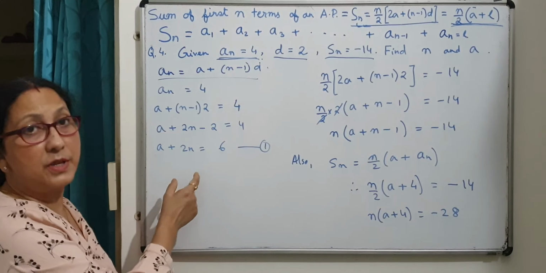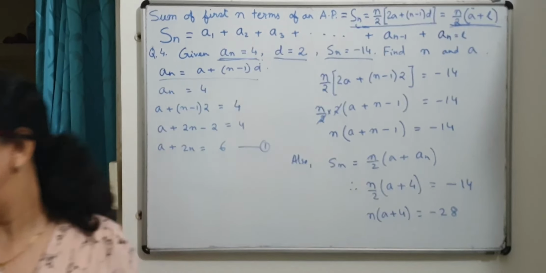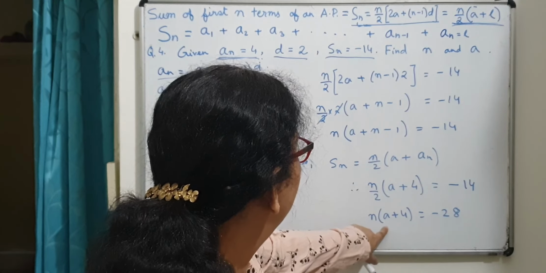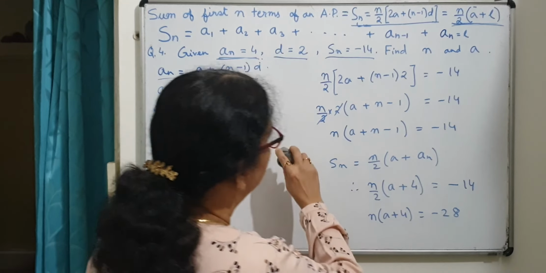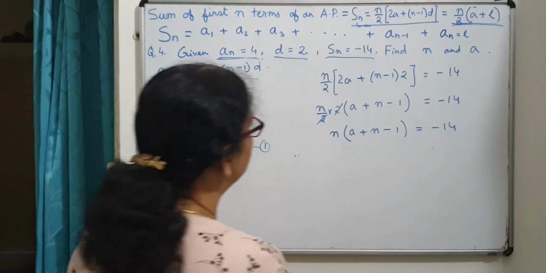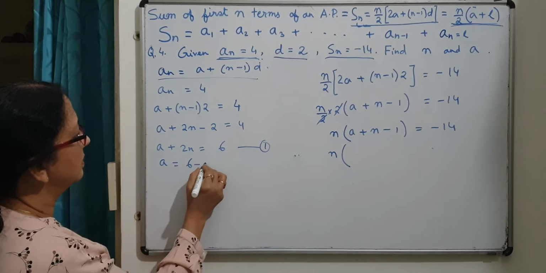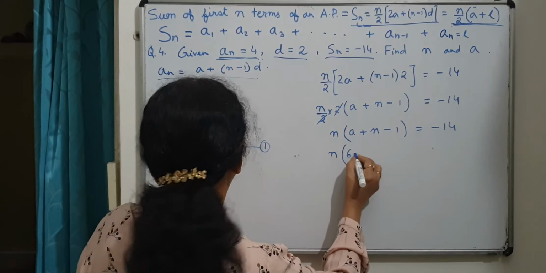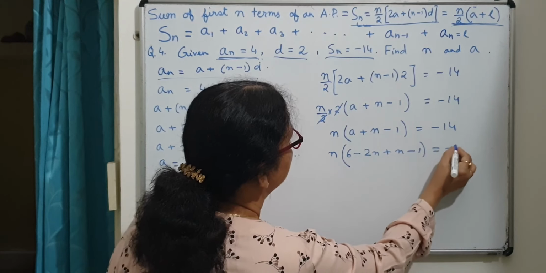I have to use the method of substitution, that is, a will be substituted in either of these. I think this method will be better. So by the method of substitution, what is a? A is 6 minus 2n. So I'll be substituting this value here. So it is 6 minus 2n, this a, then plus n minus 1, is equal to minus 14.